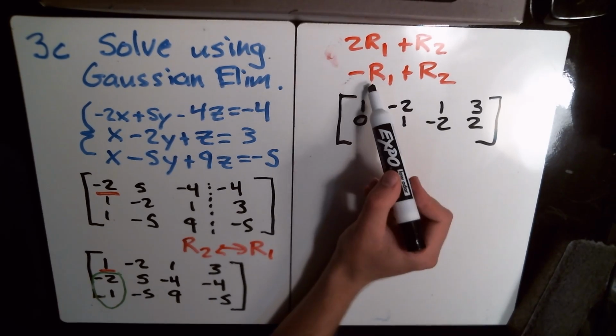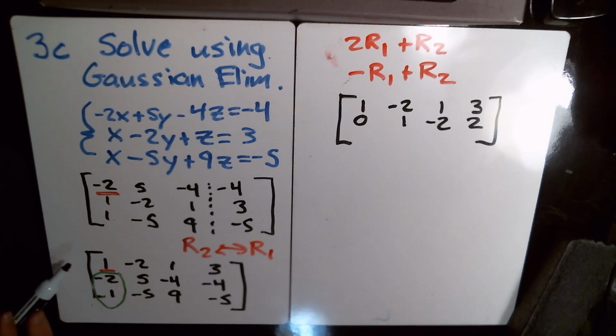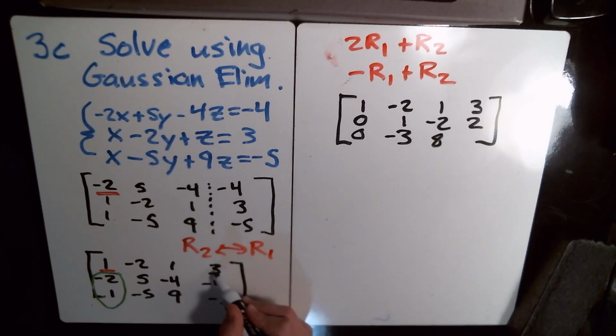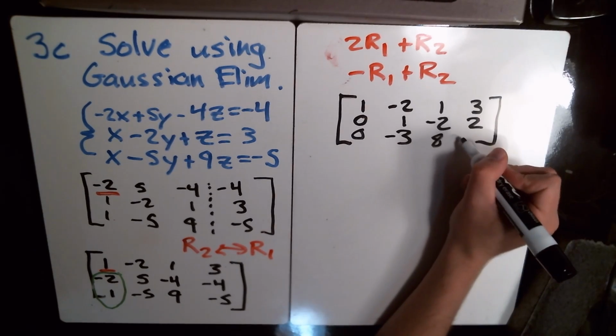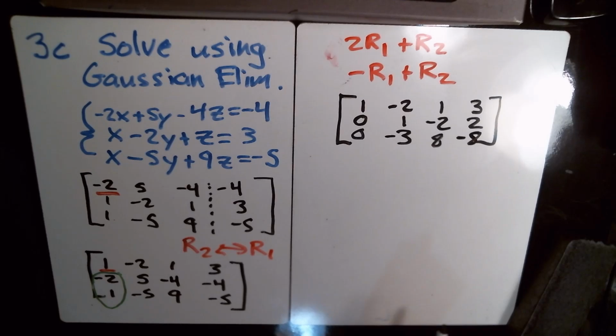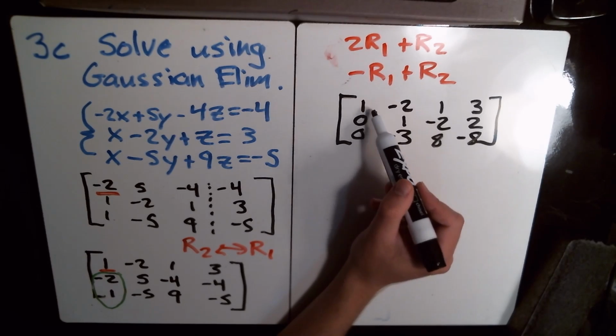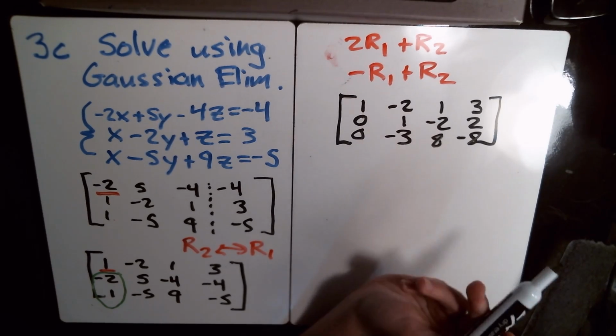Now we'll do negative row 1 plus row 3. So -1 plus 1 is 0. -2 is +2, plus -5 is -3. -1 plus 9 is 8. And -3 plus -5 is -8. Okay. So there is our matrix where we have a leading 1 and then zeros below it.